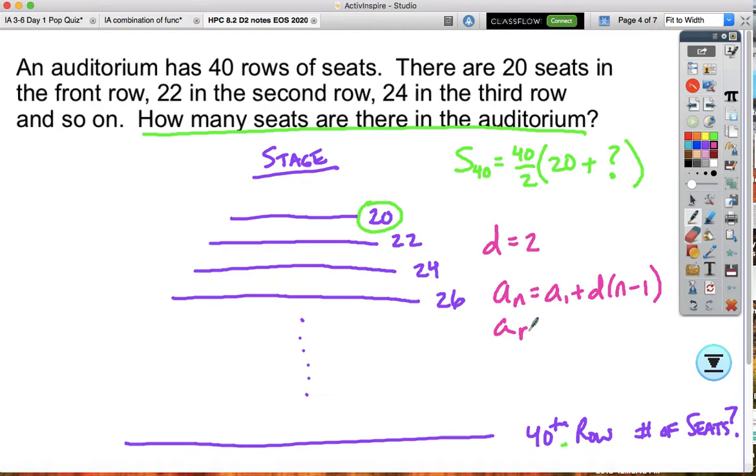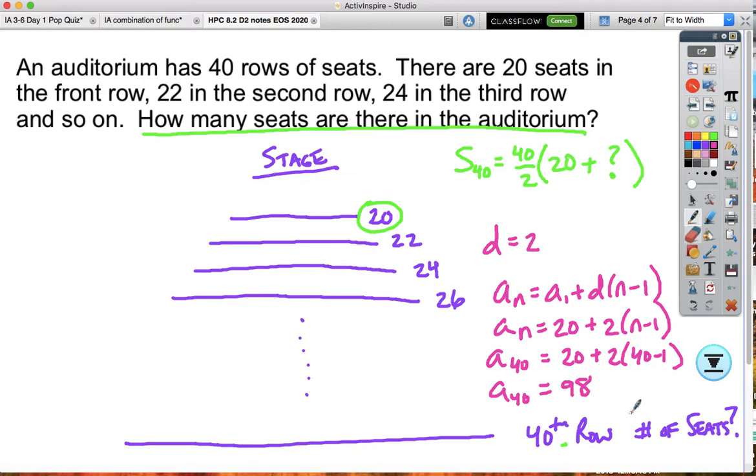I can use my formula from yesterday to figure that out. So I know that my starting term is a 20 and that my common difference is a 2. And if I want to figure out how many seats are in this 40th row, I can just plug in a 40. And when you plug a 40 in, typing all that stuff into your calculator, the 40th term is going to have 98 seats. So the 40th row has 98 seats.